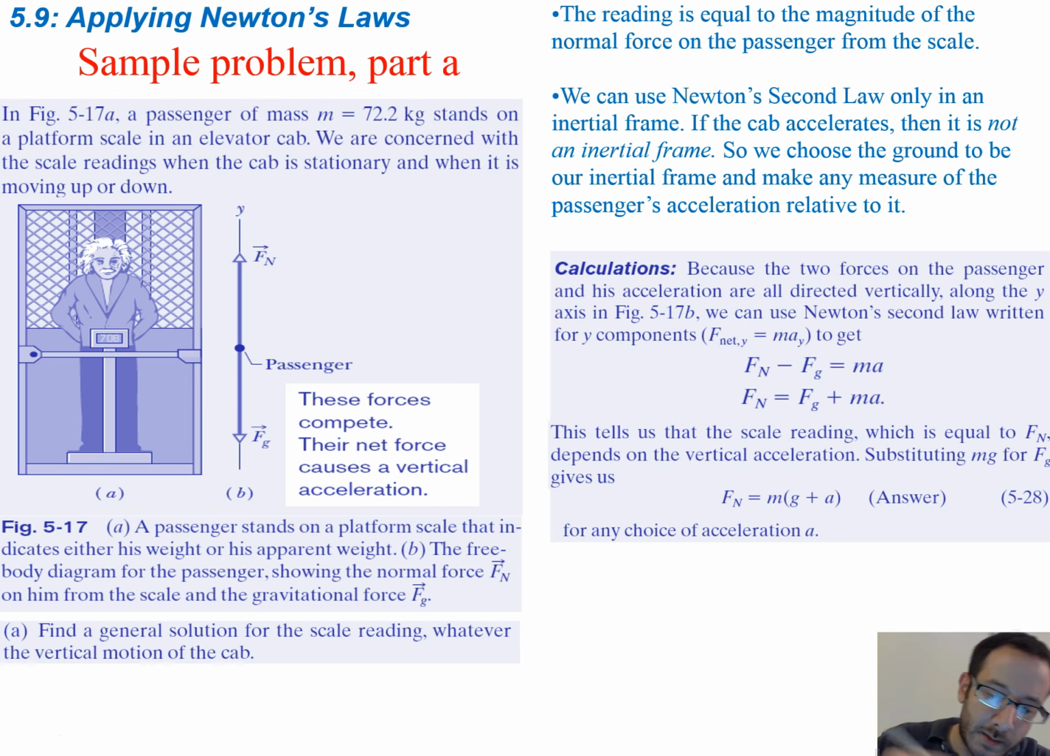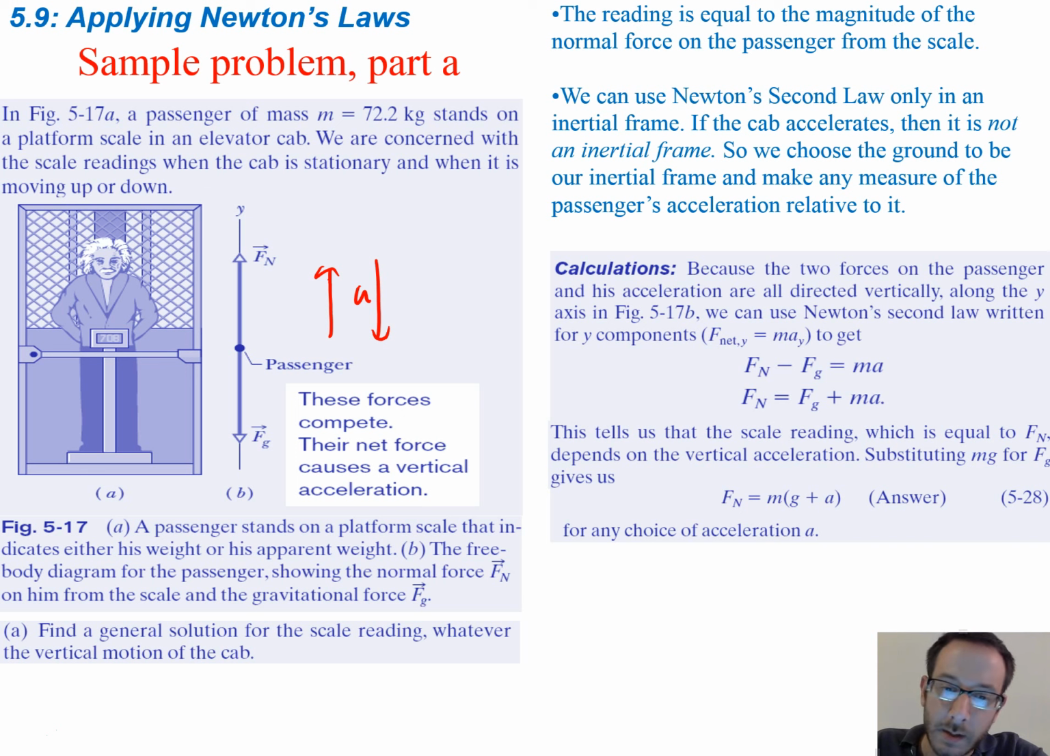All right, so we can see we drew our free body diagram. We have a normal force going up. You have the force of gravity pulling down. Now, if this elevator was accelerating at all, you would have either an acceleration up or down, depending on where it was accelerating. Okay, so find a general solution for the scale reading whatever the vertical motion of the cab.